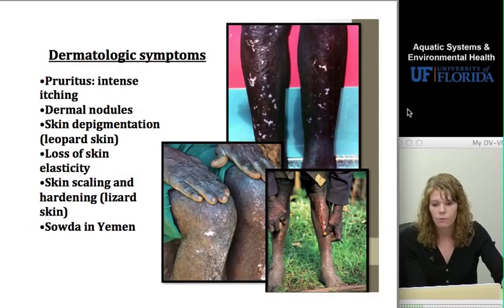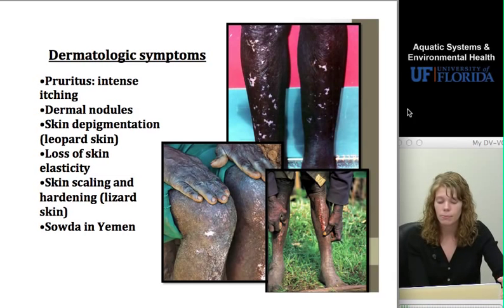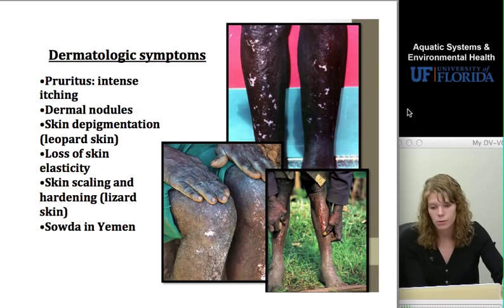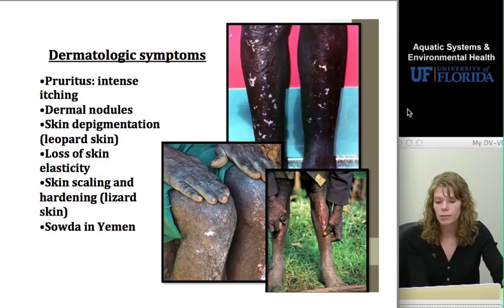You can also have a wide variety of dermatologic symptoms. Intense itching, dermal nodules, as I mentioned before, skin depigmentation, which is also called leopard skin because of this spotted formation, loss of skin elasticity, skin scaling and hardening, and Sowda in Yemen, which is basically the presentation of these symptoms on one limb. And you can also have symptoms that mimic lymphatic filariasis, which is enlargement of certain appendages.